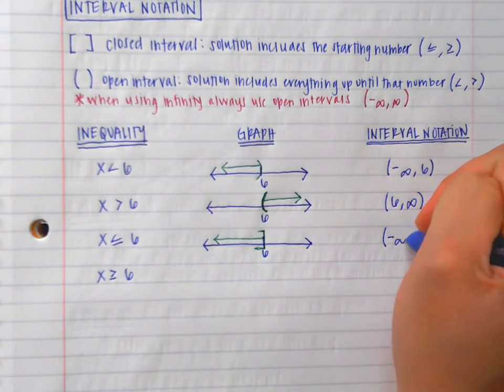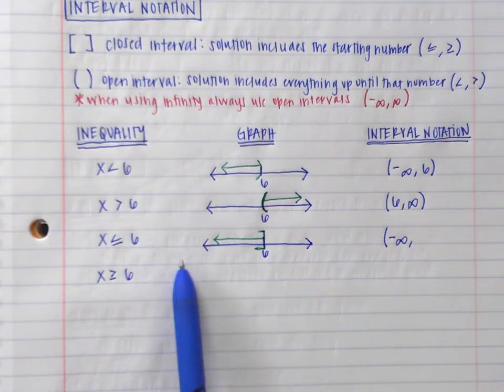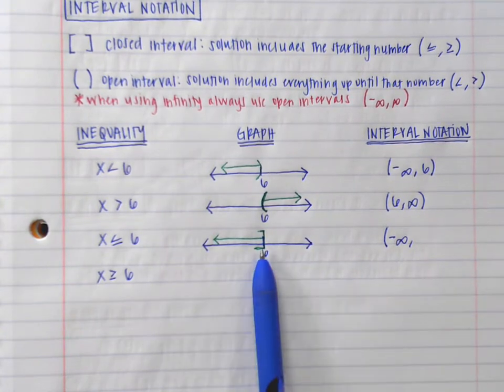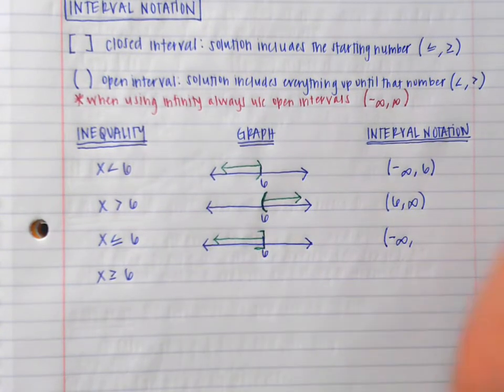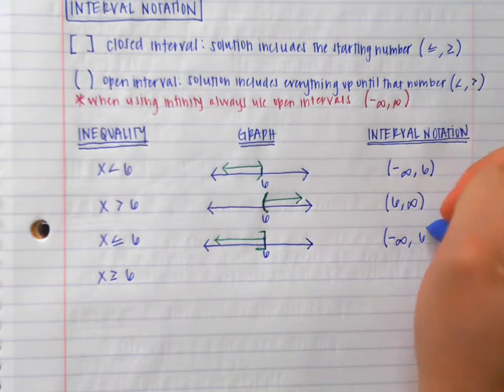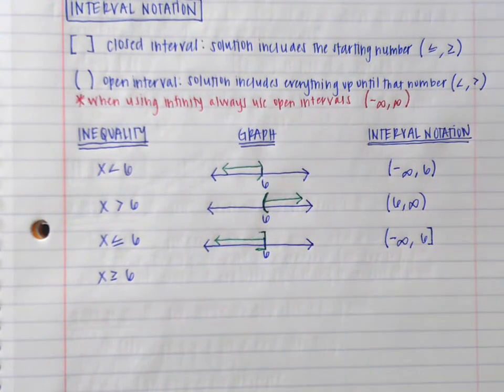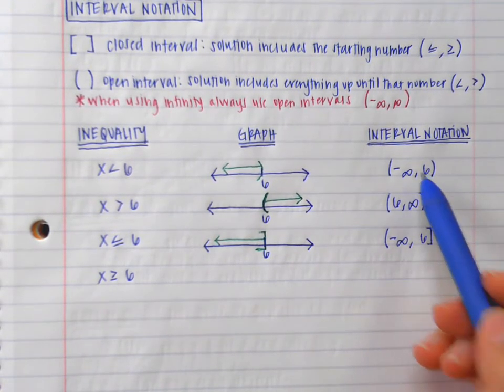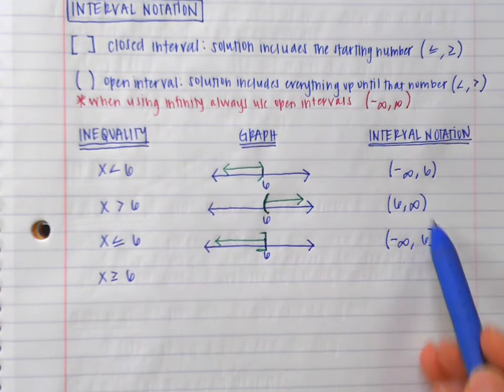That's easy. It's always a parentheses. Then it goes up until 6 and it hits 6. It's equal to 6. So that means when we go to 6, we use a bracket. Really similar to the one above, but instead of using a parentheses, it's a bracket.